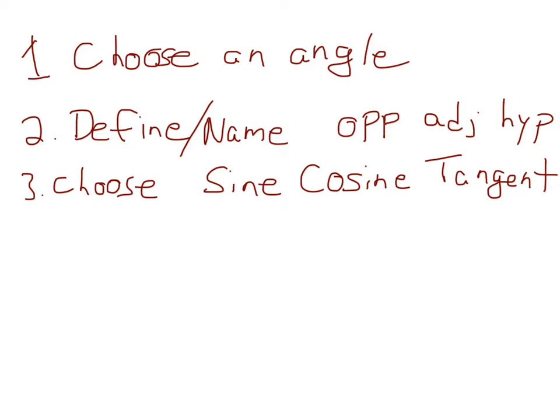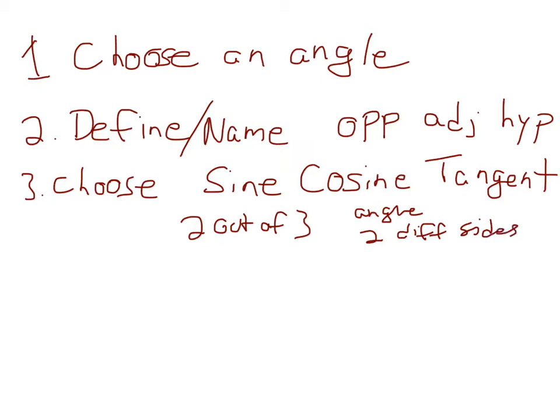It's going to help you choose those, because based on which sides you have values for, and which side you're looking for, you're going to be able to find the trig function where you know 2 out of the 3 variables. Those variables are the angle and then 2 different sides. If you know 2 of those 3, then you can find the third. And we'll talk about how to find the angle in just a second.